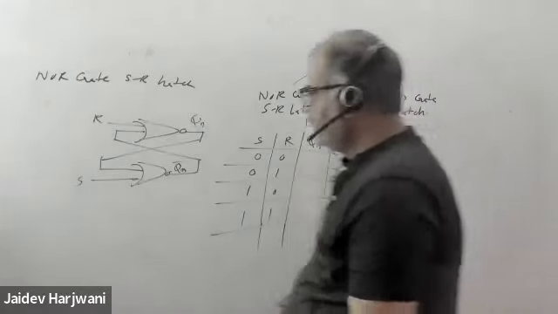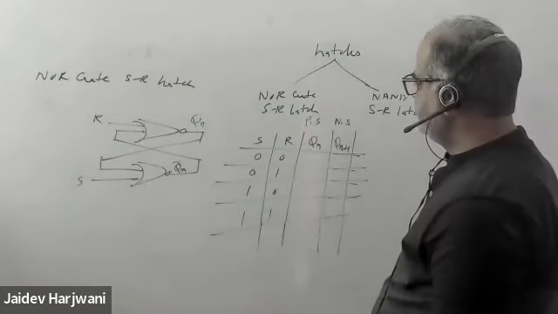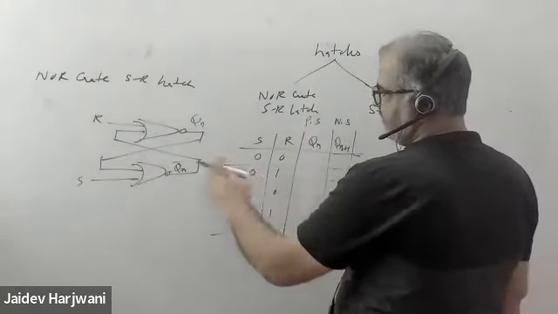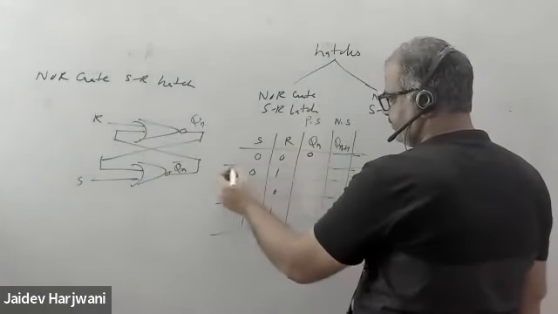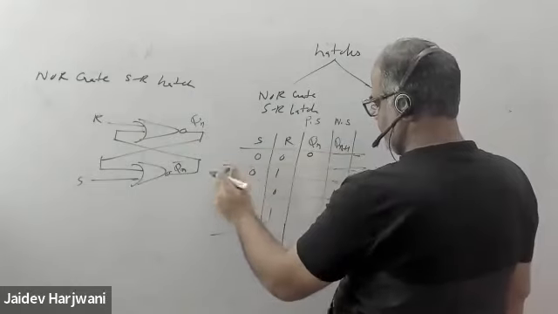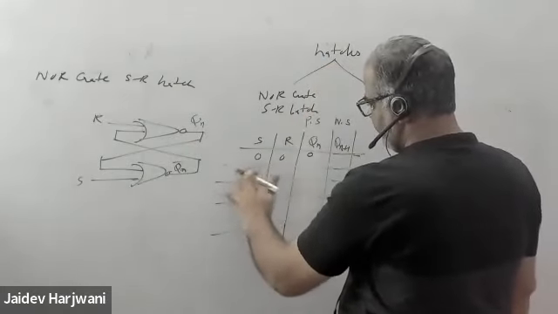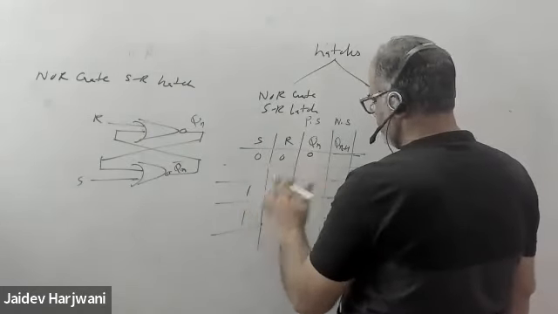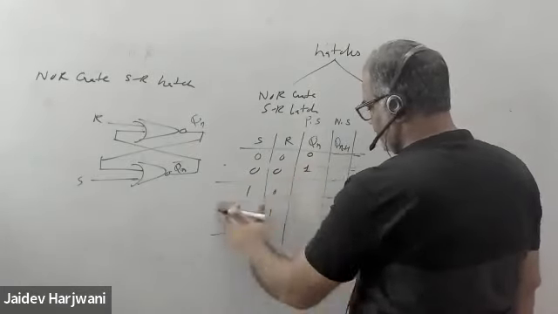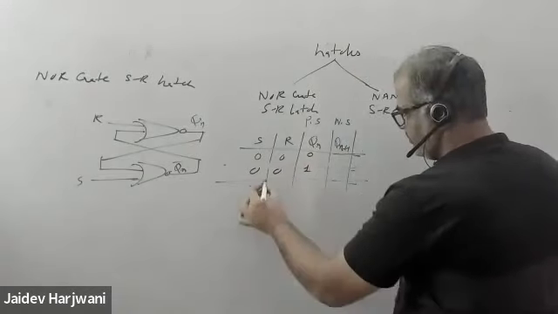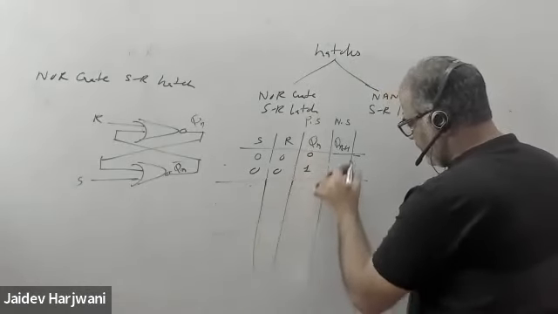Now, for example, suppose I'm giving R as 0, and suppose in the beginning my Q is 0. Everywhere I have to make two cases: this is 0 0, 0 0, and this is 1. Similarly, I have to make two cases. The present state can be either 0 or 1. Accordingly I have to make the tables.